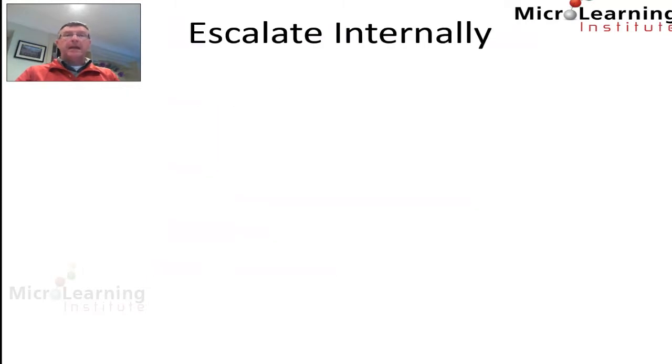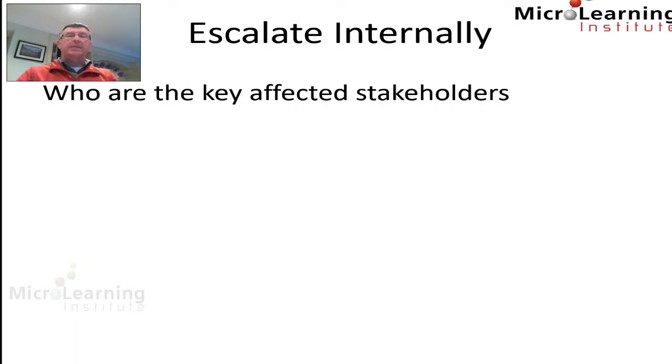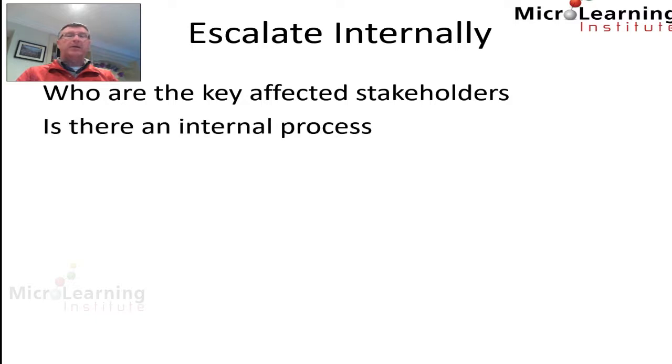If we can establish that it is, firstly we need to escalate the problem internally. So who are the key affected stakeholders internally within the organisation? Very importantly, is there an internal process within the organisation for dealing with this kind of ethical conflict? And if so, we should look to leverage that internal process as much as possible.